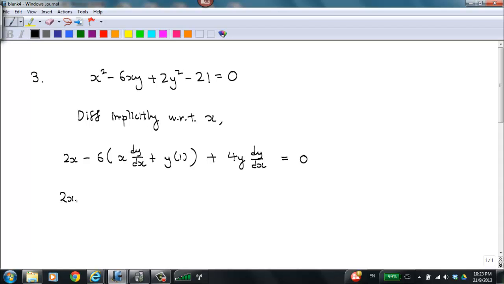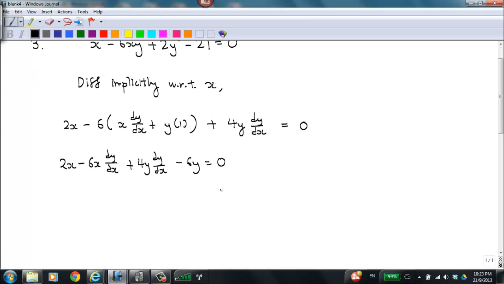So what we are going to do is collect all the dy dx together, and make dy dx the subject, giving us this as the answer. Tidying up a bit, we have 3y minus x over 2y minus 3x. And this will be the expression for dy dx.